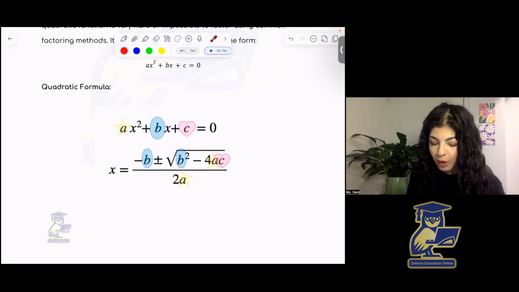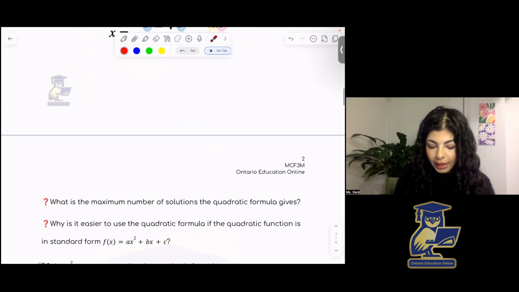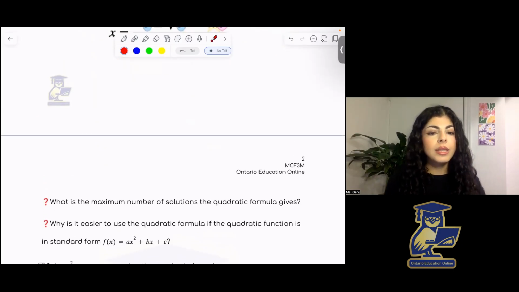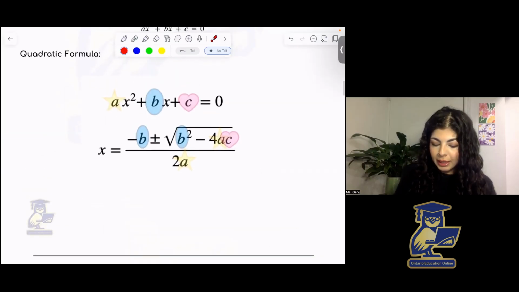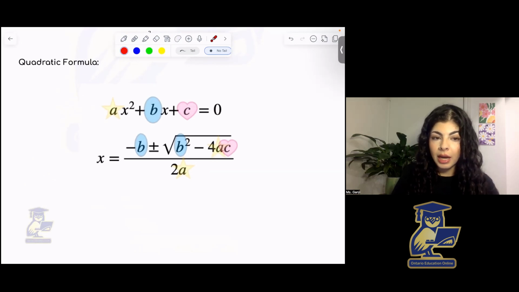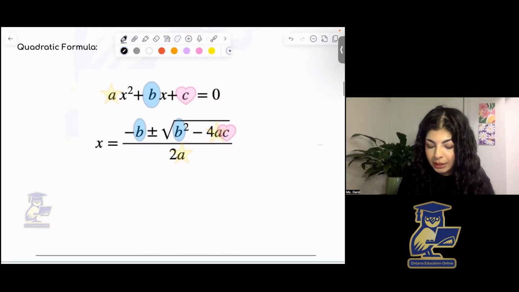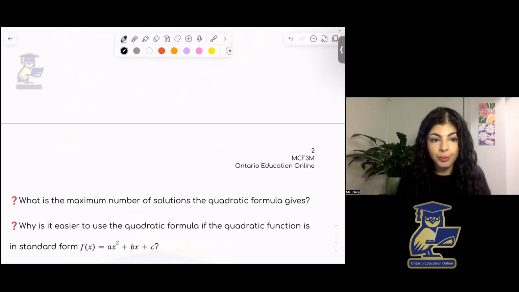So now I want you to think first, what is the maximum number of solutions the quadratic formula gives? Specifically, look at it one more time. We have this plus or minus here, which means that one time when you're solving for x, you're going to add whatever the value of the square root is, and the second time you're going to subtract. And that's what we've been seeing with our parabolas as well. They usually have 0, 1, or 2 solutions. So the maximum number of solutions it will give us is actually 2.